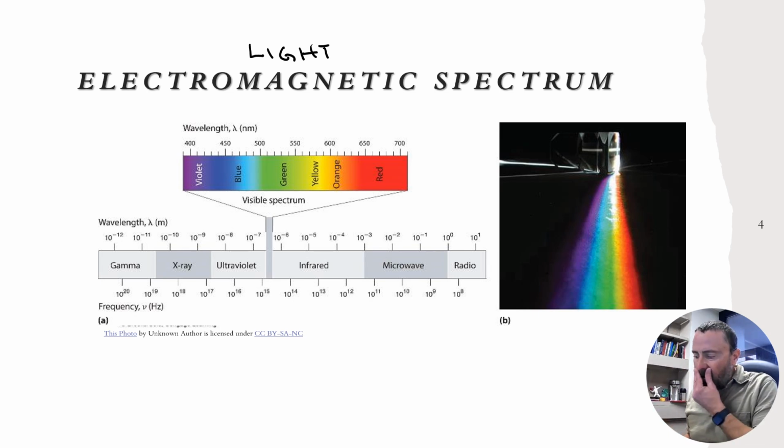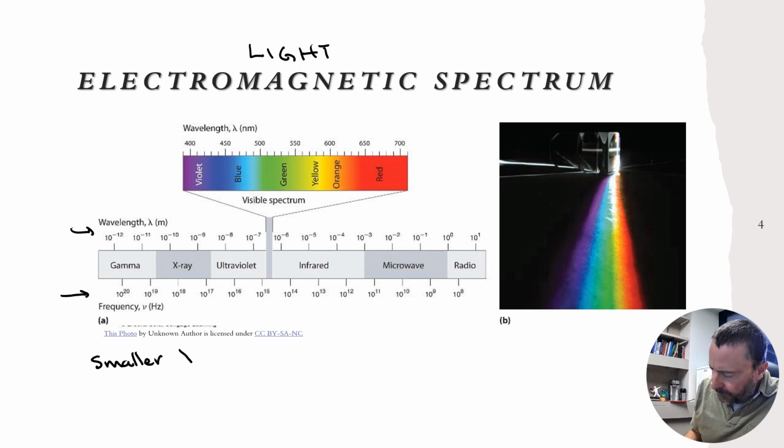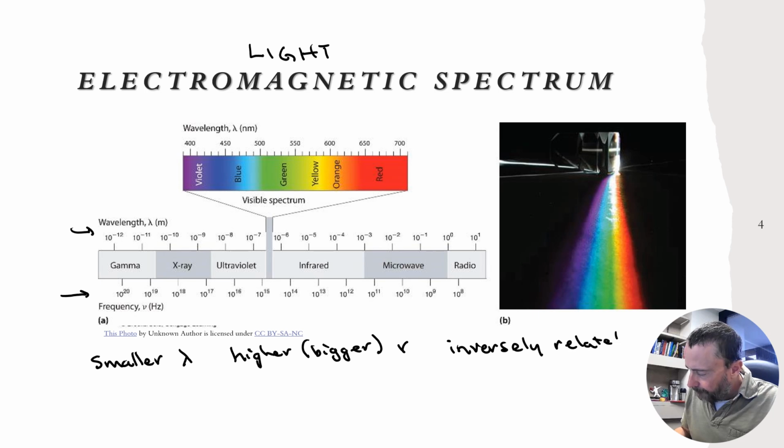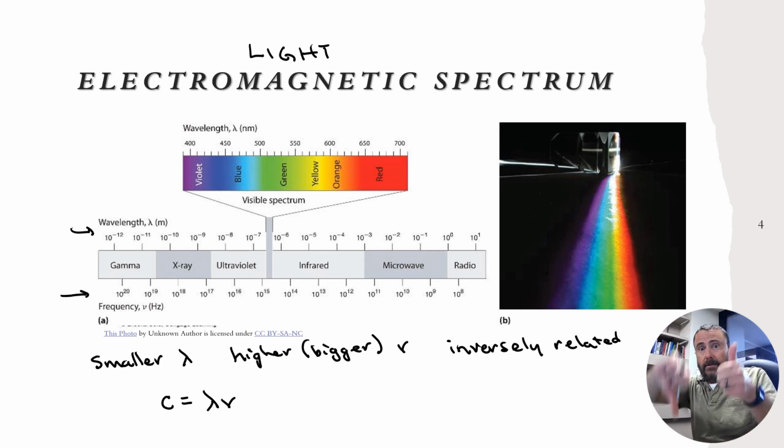And what I want us to note on here is look at the wavelengths, and then look at these frequencies. Notice that the smaller the wavelength, the higher or bigger the frequency is. They are inversely related. That's something that we need to be able to think about. And we can see that if we know calculations that c is equal to the wavelength times frequency, as one of them goes up, the other one has to go down, because they're both on the exact same side of the equal sign there.